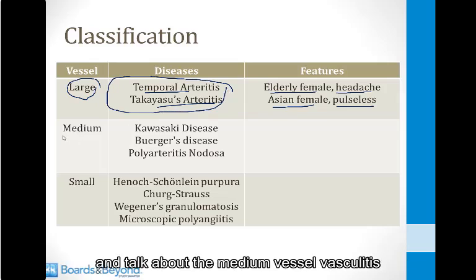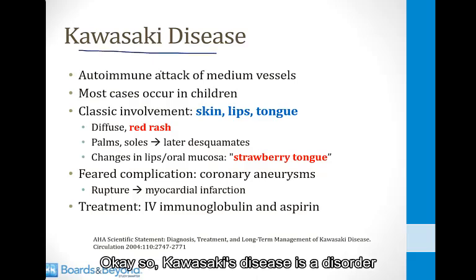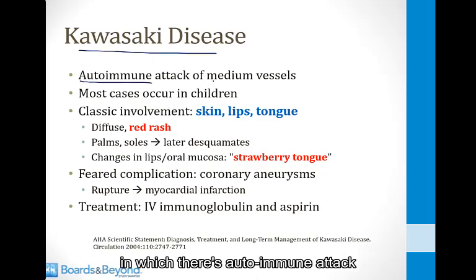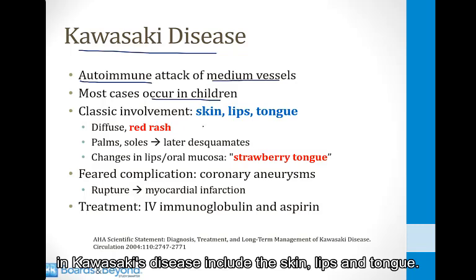Now we're going to move on and talk about the medium vessel vasculitides, and we'll start with Kawasaki's disease. Okay, so Kawasaki's disease is a disorder in which there's autoimmune attack of medium-sized blood vessels. Most cases occur in children, and much like Takayasu's arteritis, this is more common in Asia compared to other parts of the globe. Classic areas of the body that are involved in Kawasaki's disease include the skin, lips, and tongue.